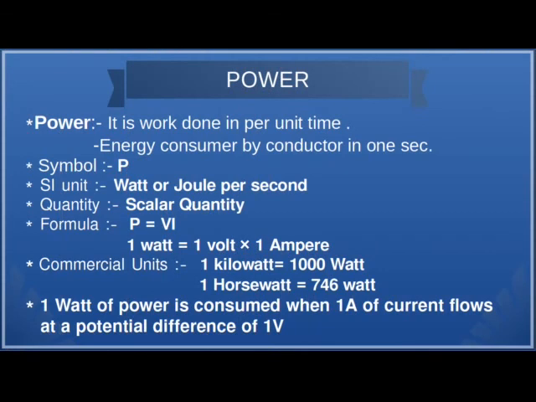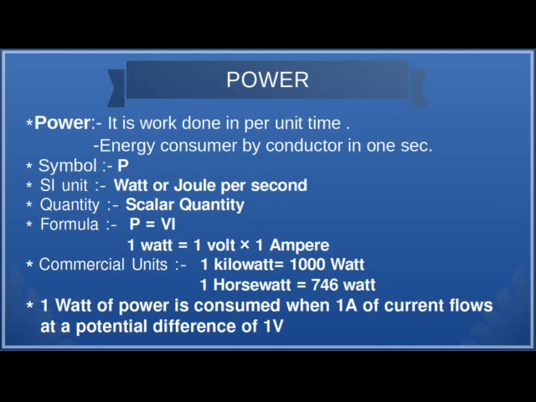Power. It is work done per unit time, and the energy consumed by a conductor in 1 second is known as power. The symbol of power is capital P, and the SI unit of power is watt or joule per second, and power is a scalar quantity. The formula of power equals potential difference multiplied by current. 1 watt equals 1 volt multiplied by ampere.